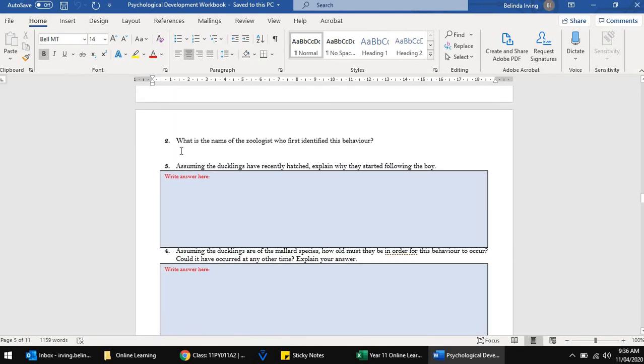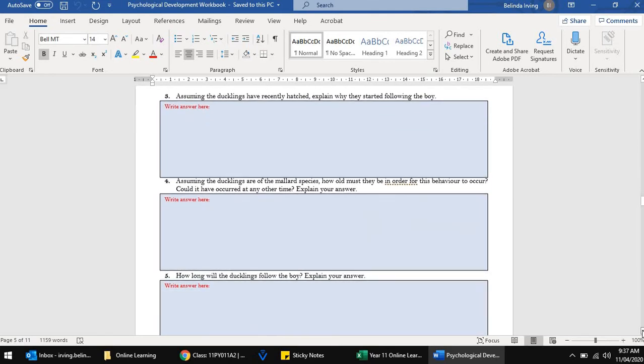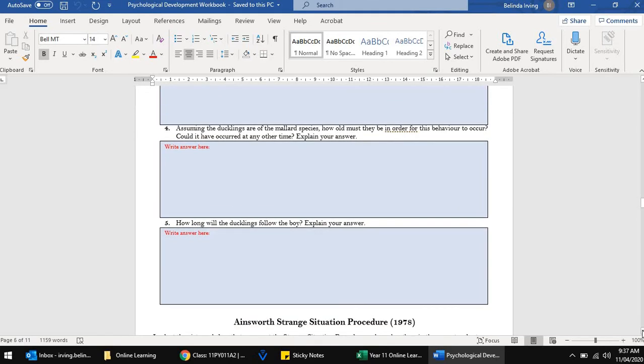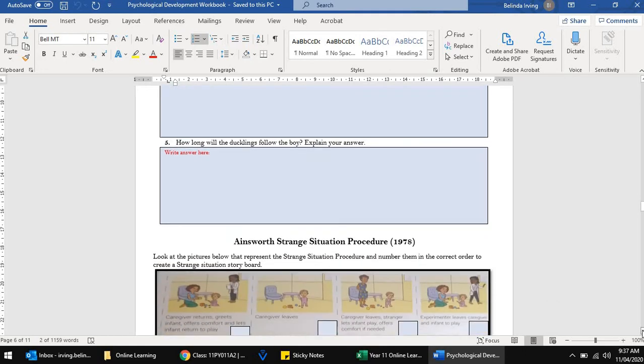So, find out who the zoologist is, it is in the PowerPoint. Assuming the ducklings have recently hatched, why did they follow the boy? Also in the PowerPoint. Assume the ducklings are of the mallard species. How old must they be in order for this behaviour to occur? So you'll need to do some research on that one, especially because mallard species is not necessarily in the textbook. And how long will the ducklings follow the boy? You'll need to research that one as well.